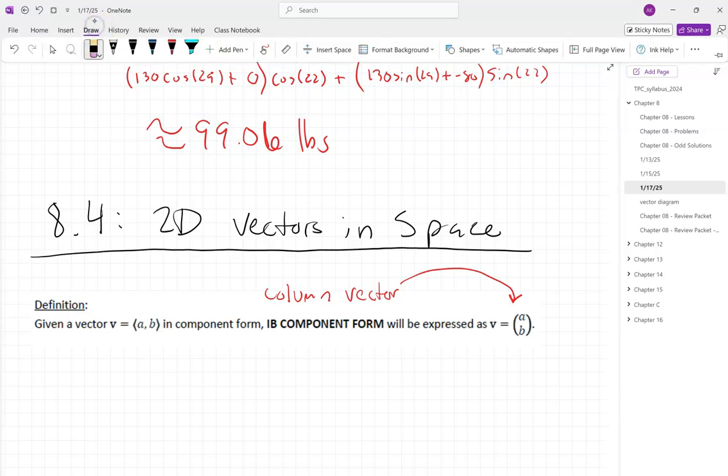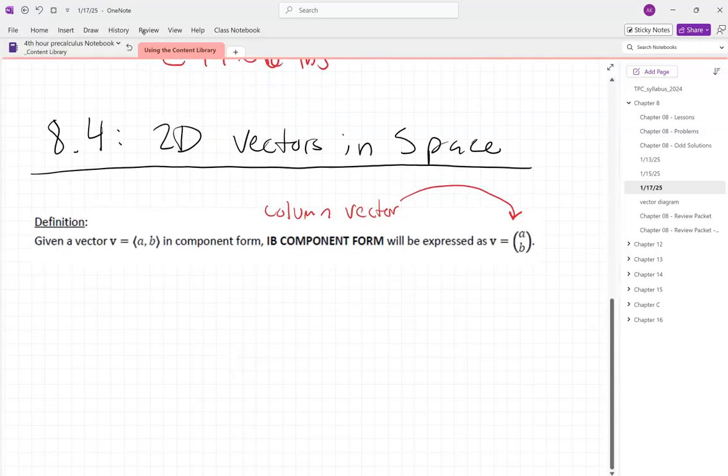All right. So with this new notation, we're going to try to represent lines with vectors.